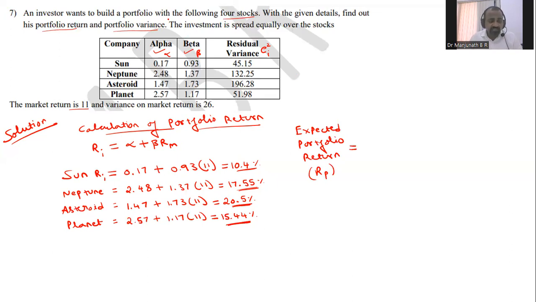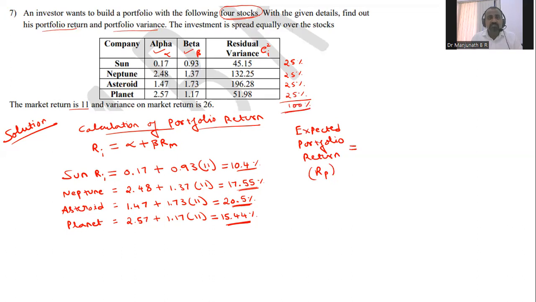In this question, they have mentioned that an investor wants to build a portfolio with the four stocks. They have not given any details about the probability, which means you can assume equal proportion of investment in all four companies, which means you can consider 25% on Sun, 25% on Neptune, 25% on asteroid, and 25% on planet.